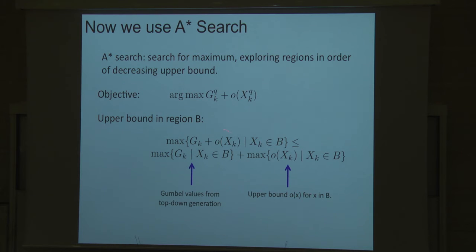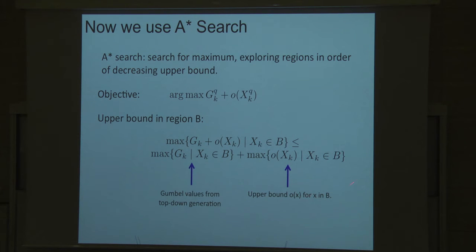The objective that we have is the sum of these two terms, and we're going to use a bound where the maximum of the sum over some region of space is bounded by the sum of the maximums of the two terms. There's the component here, which is just the Gumbel values from the tractable part, and a term here, which is just a function of this leftover part. The reason for doing this is that these are both easy to compute. The maximum value of a Gumbel from the tractable part in a region is just the value that we've sampled associated with the original Gumbel process.